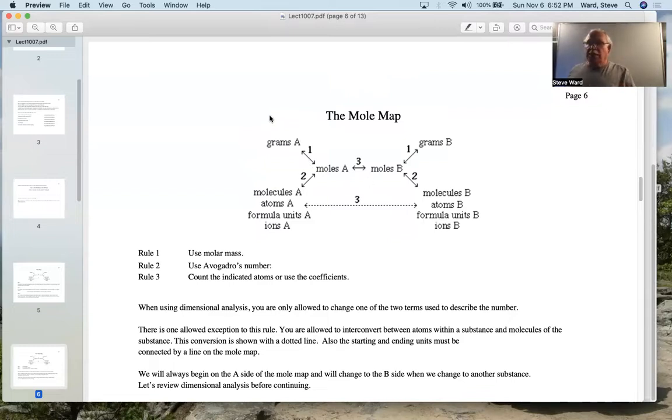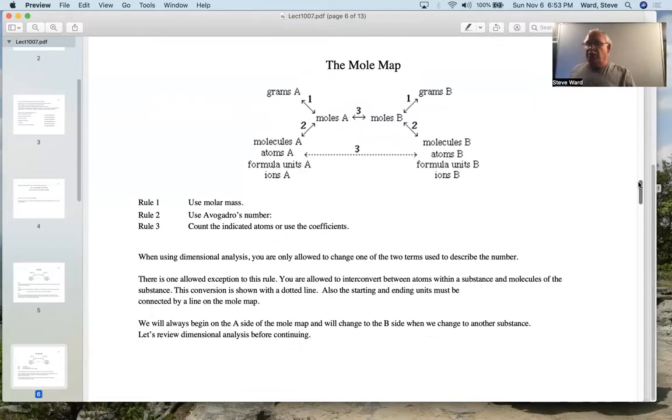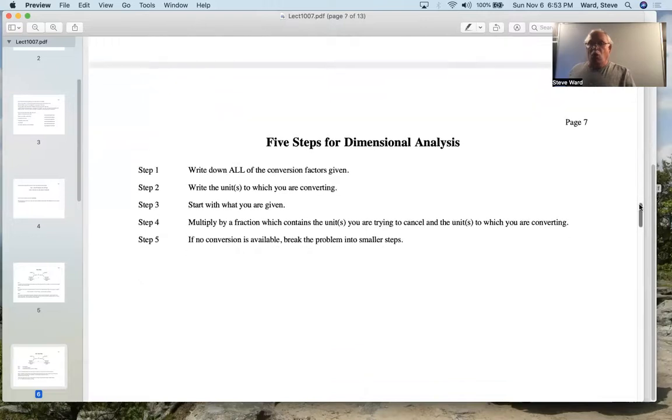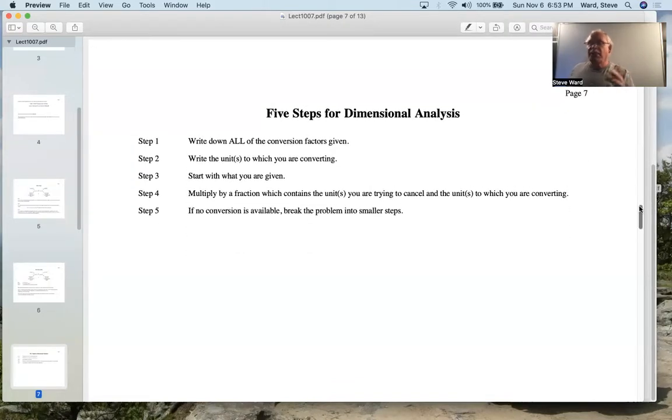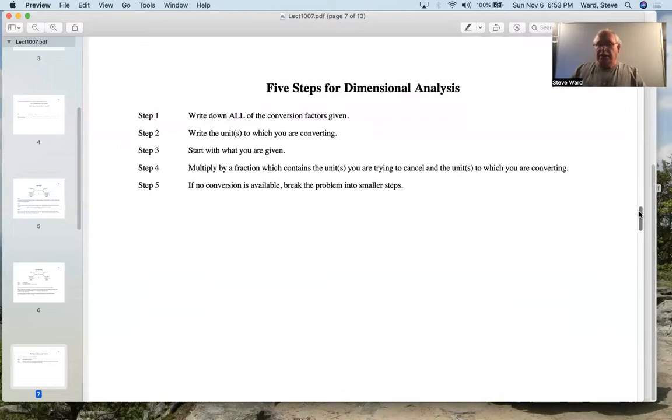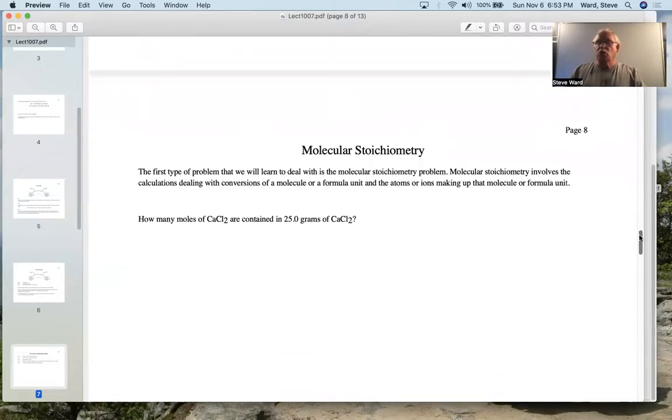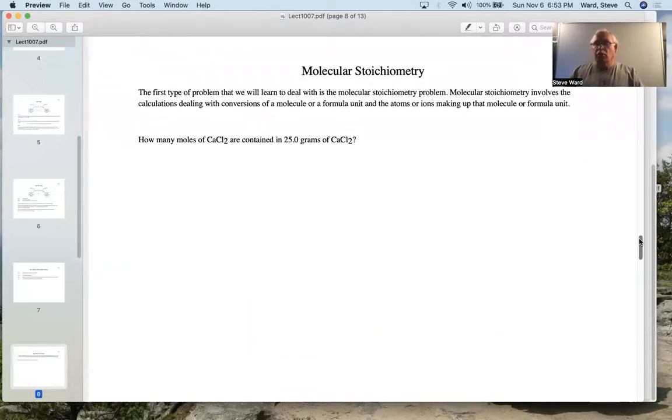Okay? We're going to say you always start on the A side and you only go to the B side if it's a different substance. We're going to use those same 5 steps that we learned a long time ago with dimensional analysis to work these problems. So don't make this any harder than it is. Now listen carefully. Let's work some molecular stoichiometry problems.